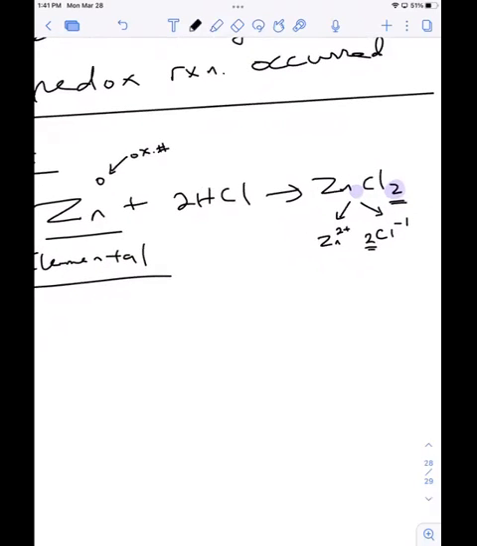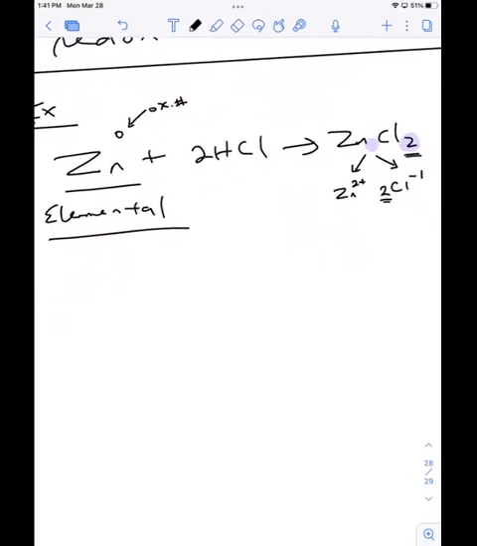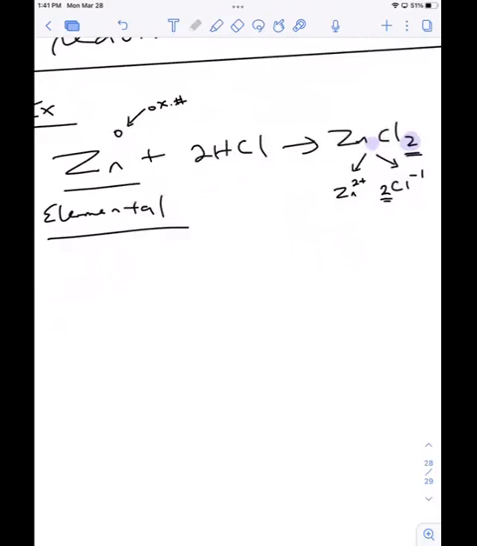Now, again, we're applying a shortcut because we have a salt on the other side that we can easily observe and determine whether or not zinc got oxidized. Right? So let's look at what happened. Zinc, in this case, went from what? 0, is that right? To what? Plus 2. Yes or no? Yes, sir.